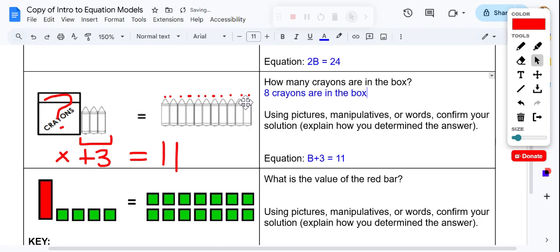Again, don't just write 8, write 8 crowns. I put 8 crowns are in the box because if this were 8, plus these 3 on the outside equals the same amount over here, which we know is 11.